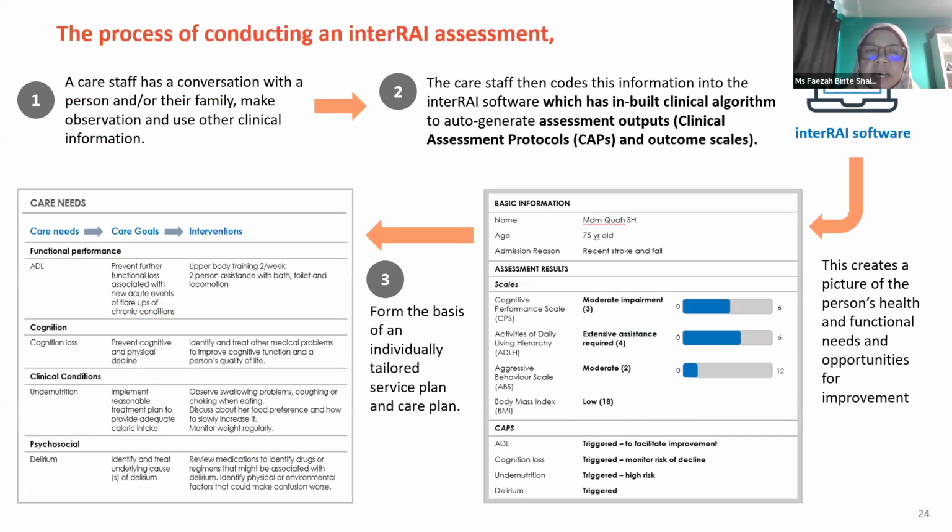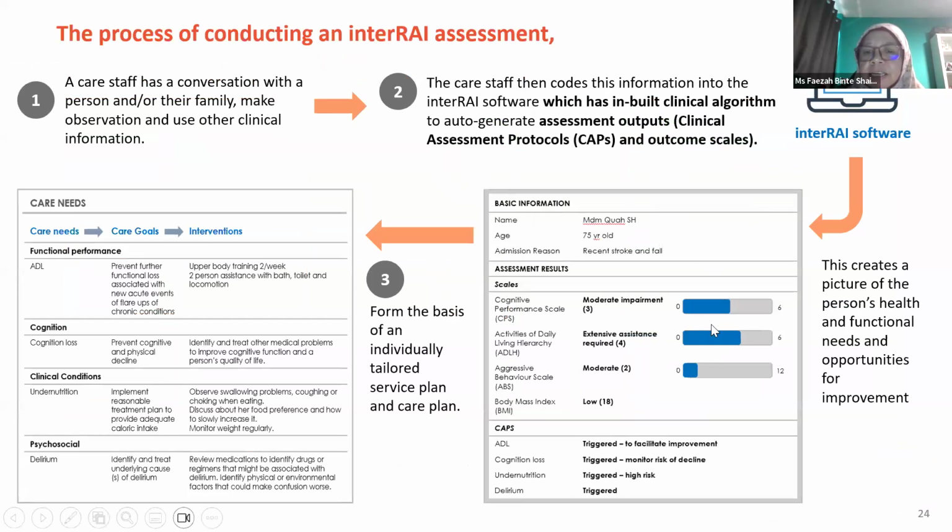Okay, so I wanted to show you how the outputs of InterRAI, like I mentioned, can be used to track the outcomes as well as the care planning. It will be built in the system in this manner. When the staff has a conversation and does an assessment, they will key into the system, which generates for you, through the inbuilt algorithm, a display like you see now on the right here, number three.